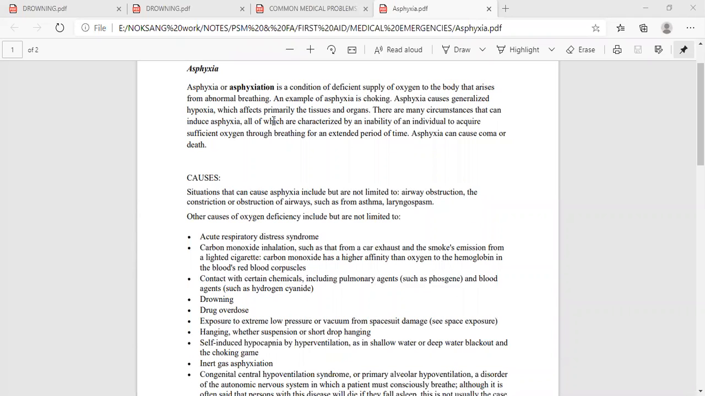Here it is written, asphyxia or asphyxiation is a condition of deficient supply of oxygen, whenever there is insufficient supply of oxygen to the body tissues that arises from abnormal breathing. Because of abnormal breathing, whenever you have insufficient supply of oxygen to the body tissues, you will suffer from breathing difficulty. So asphyxia is a medical term. The medical term for breathing difficulty is asphyxia.